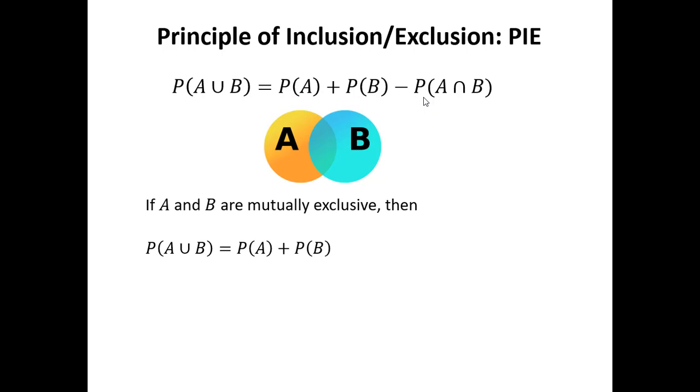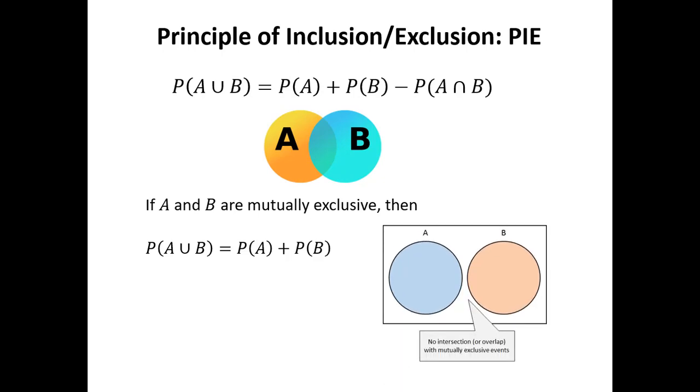And you could see it follows easily from this principle up here that if A and B are mutually exclusive, in the sense that they don't have any intersection, our picture would look something like this. Then the probability of A union B is equal to the probability of A plus the probability of B. And so this term here we don't have to worry about because the intersection is the empty set. So this term just drops out.